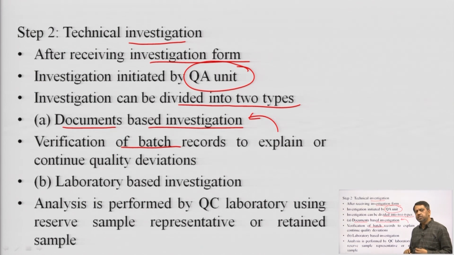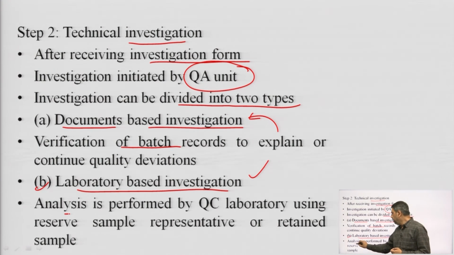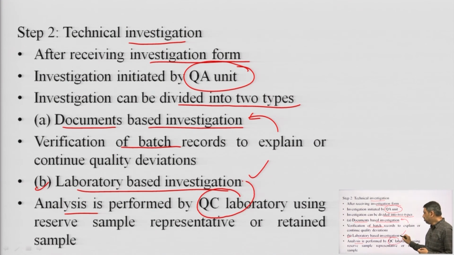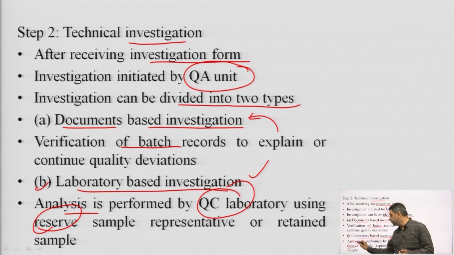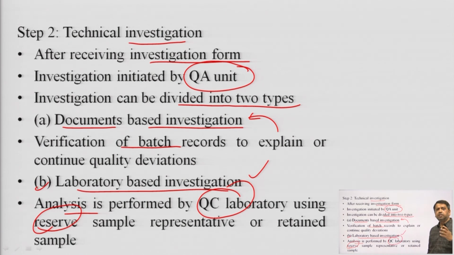So, the first kind of investigation is the document based investigation, and the other kind of investigation is the laboratory based investigation, in which the actual analysis is performed in the quality control lab to understand the root cause of the complaint, and these are basically performed on the reserve samples or some kind of sample that we got from the market.